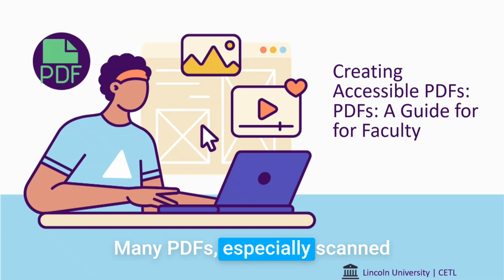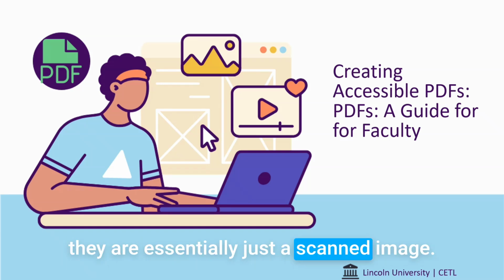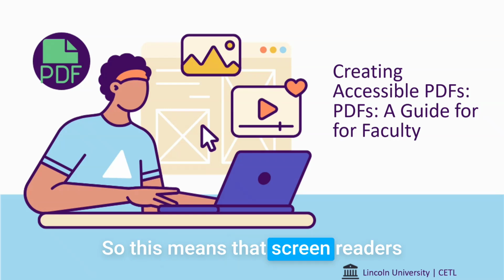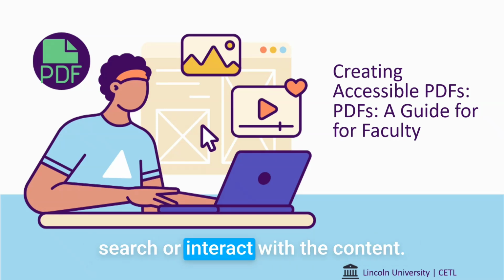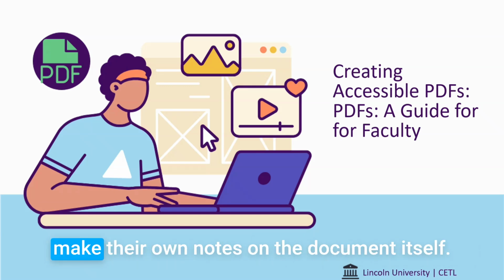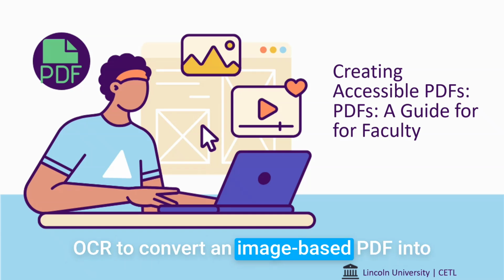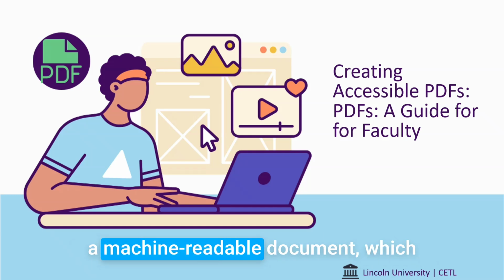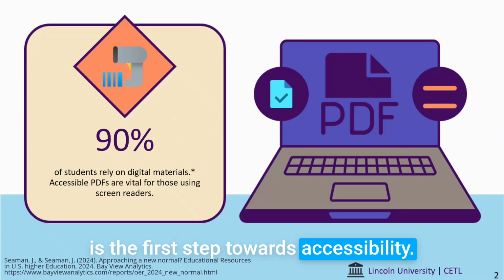Many PDFs, especially scanned documents, are not accessible because they are essentially just a scanned image. This means that screen readers can't read the text and students can't search or interact with the content. They can't annotate, highlight, or make their own notes on the document itself. In this video, I am going to show you how to use a simple tool called DocDrop OCR to convert an image-based PDF into a machine-readable document, which is the first step towards accessibility.